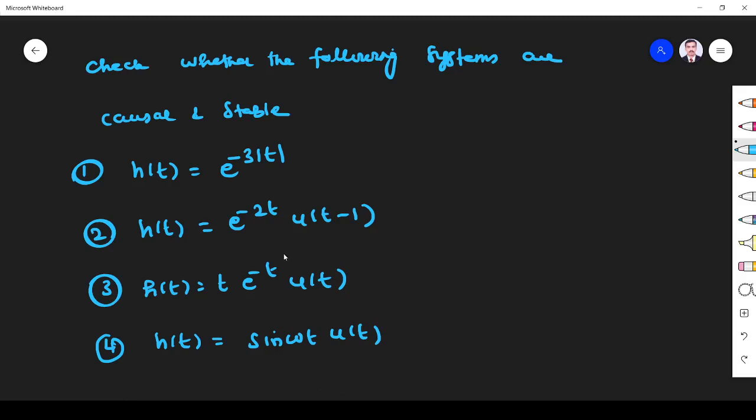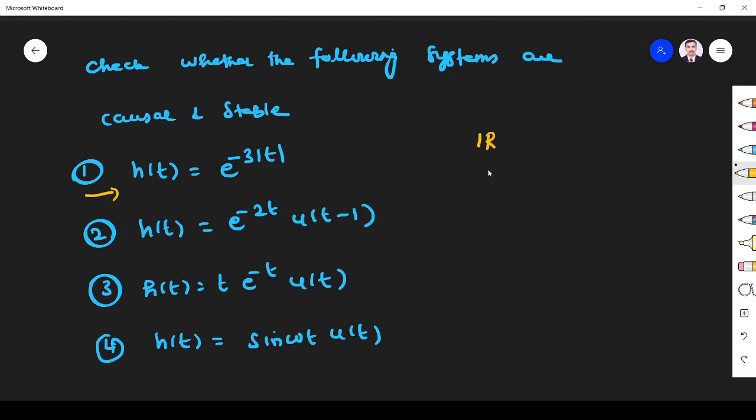Here we are going to find causality and stability of a continuous time system. For discrete time systems I will post another video. Here we have to check causality and stability, but what they gave is h of t, the impulse response.